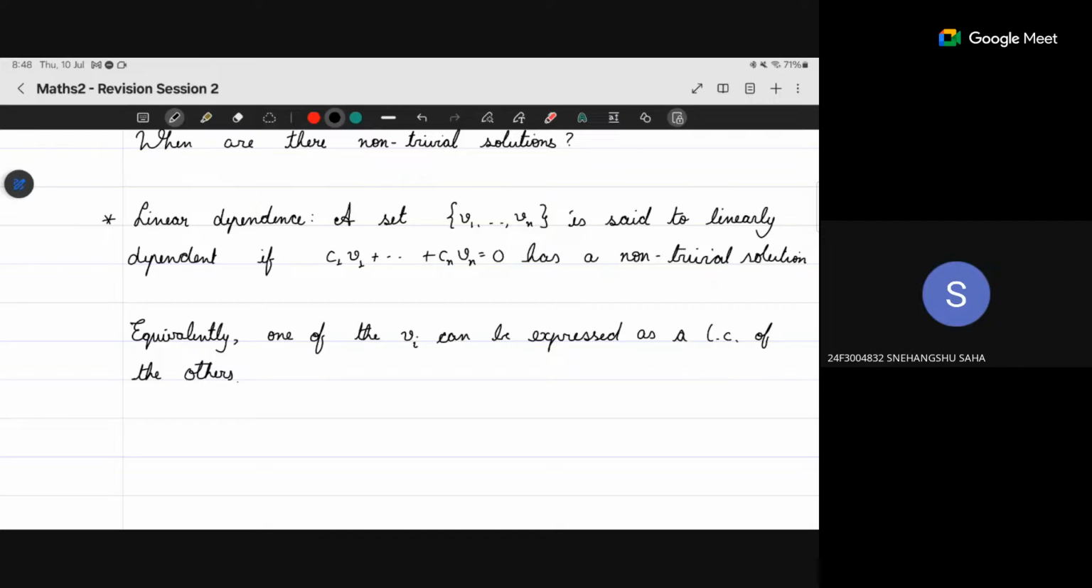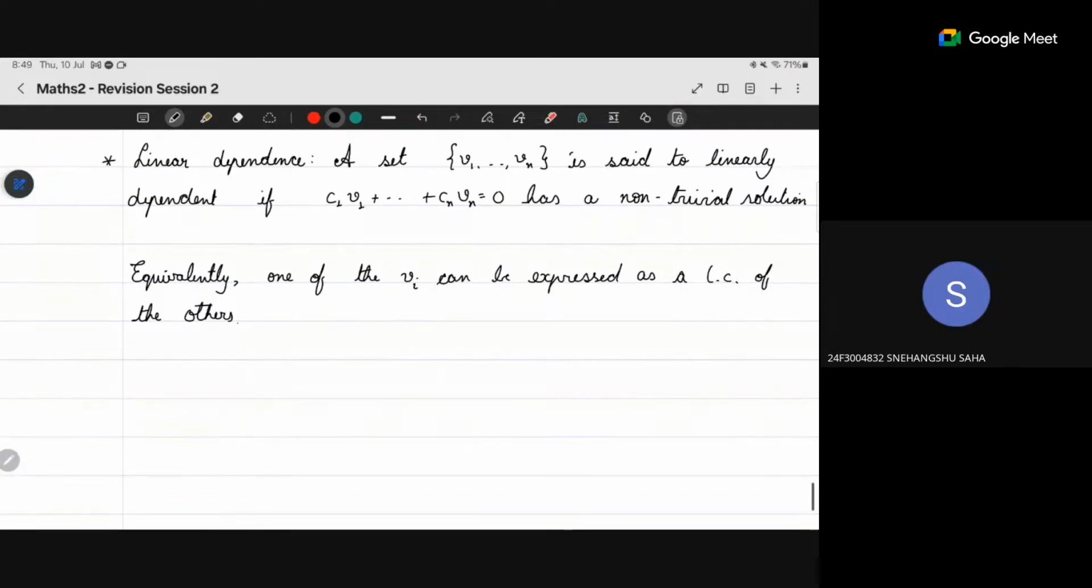So this is the way to understand it. If you can write one as a combination of the others, it's in some sense redundant. That is why it's called dependent. But for practical purposes, you will be dealing with this equation to establish linear dependence or independence.